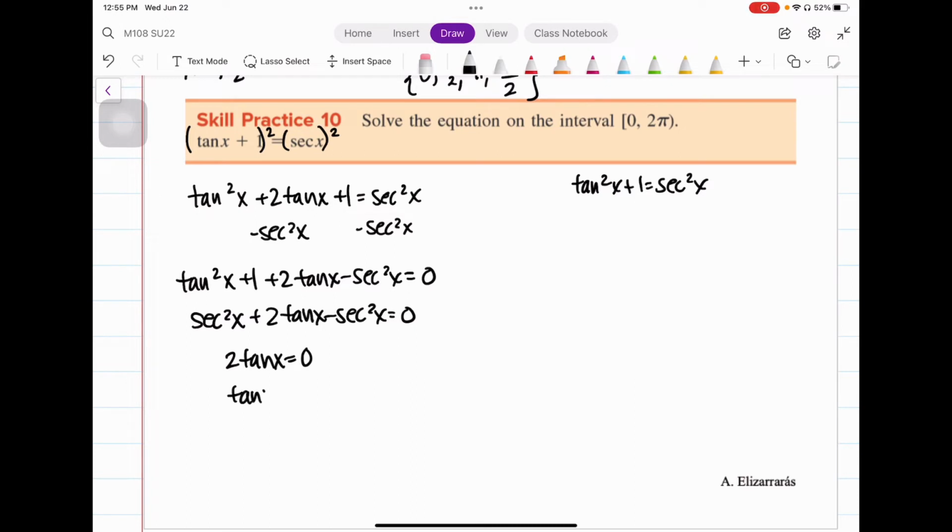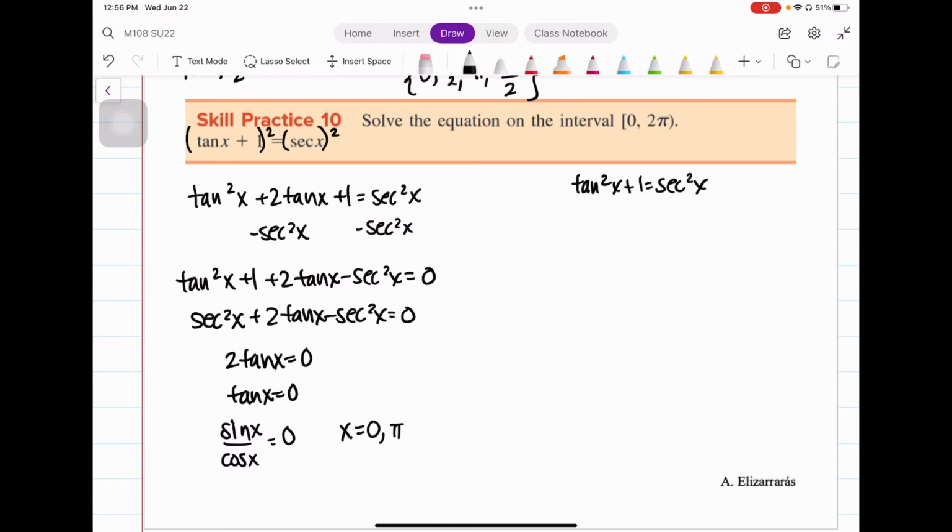Then tangent x equals 0. Okay. Well, when is the sine of x over the cosine of x equal to 0? That happens at 0 and pi. But we've squared both sides of this equation. We have got to make sure that both 0 and pi are actual solutions. Because if they're not, we could have added some extraneous solutions in by squaring both sides of the equation.